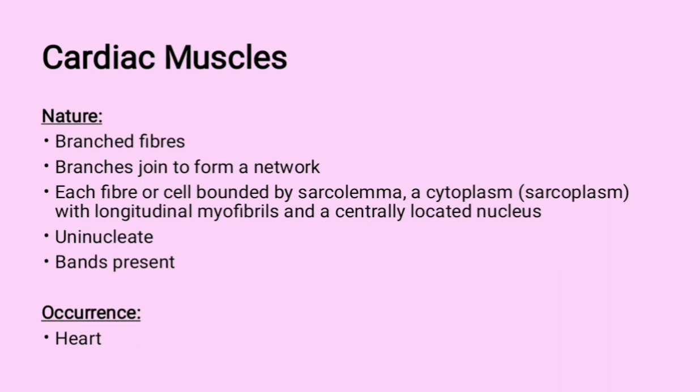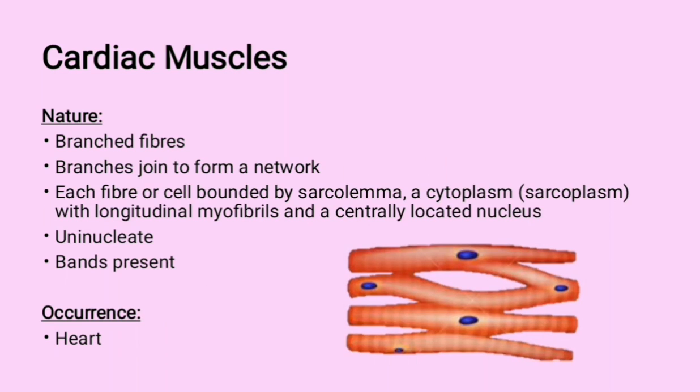Now, our last type of muscular tissue is the cardiac muscles. Cardiac muscles show characteristics of both smooth muscles as well as striated muscles. Cardiac muscles are composed of branched fibers and the branches join to form a network. Each fiber or cell is surrounded by sarcolemma. Sarcolemma, as I have already told you, is the cell membrane of the muscular tissues. So it contains sarcolemma, cytoplasm with longitudinal myofibrils as they were present in the smooth cells. Similarly, myofibrils are also present in the cardiac muscles, and a centrally located nucleus. Centrally means only one nucleus is present. It means it is also uninucleated.